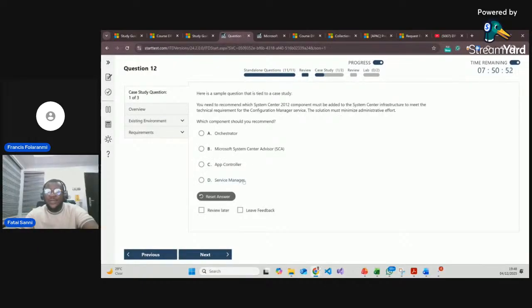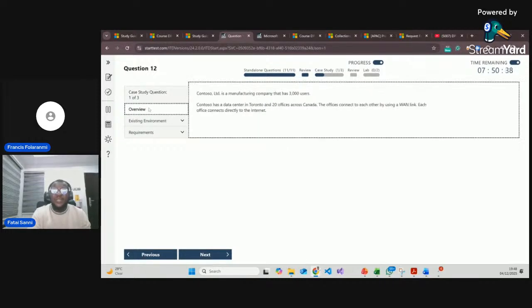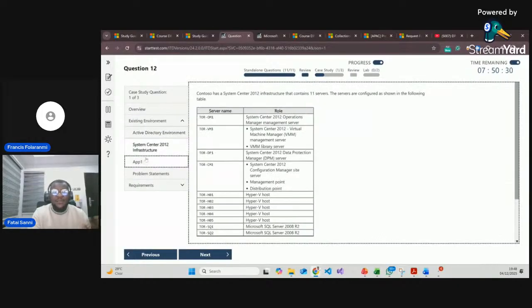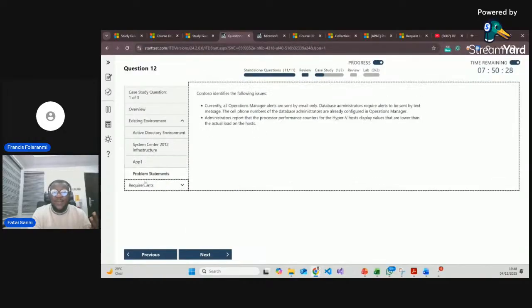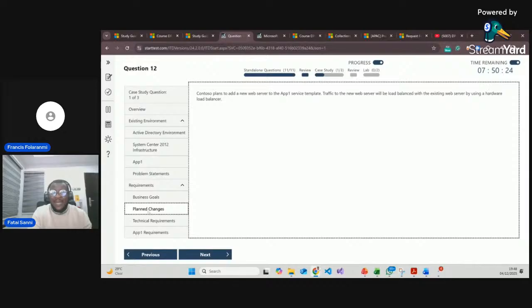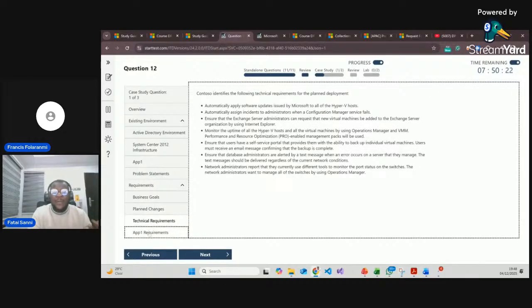Now, case study. This is where I said that I have a personal belief that case study questions carry more weight because they are limited questions and they are very lengthy when you are reading the case study. So this is how a case study question looks. It tells you an overview. It tells you the existing environment, Active Directory, system, app 1, problem statement. It tells you the requirements. What is the business trying to achieve? What are the planned changes? What are the technical requirements? What are the app 1 requirements?